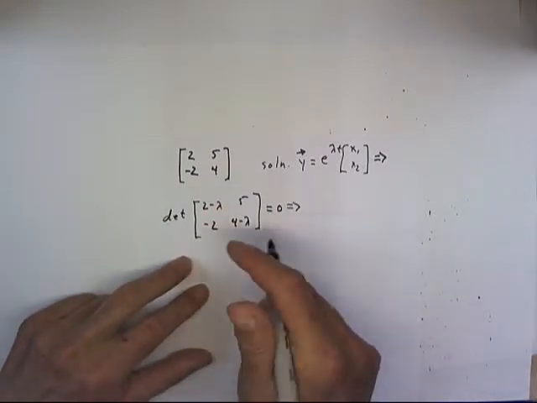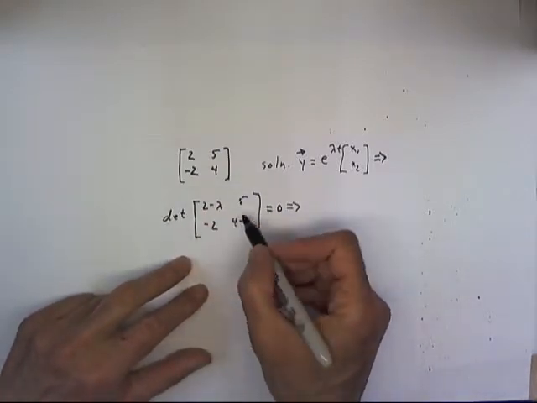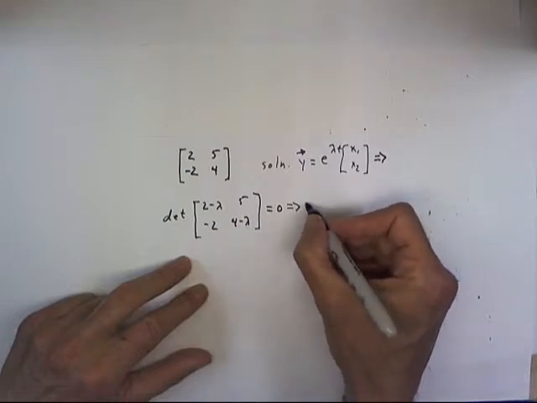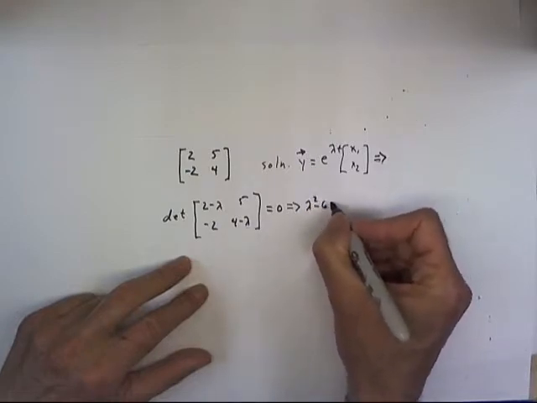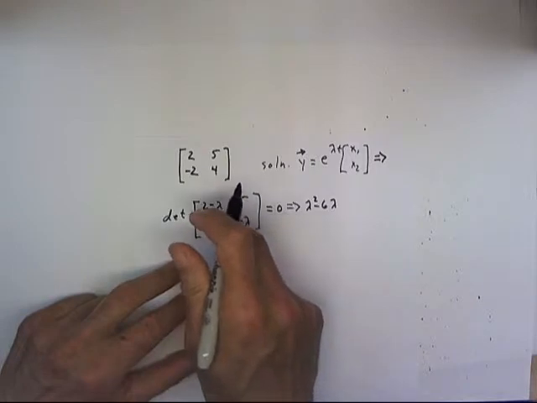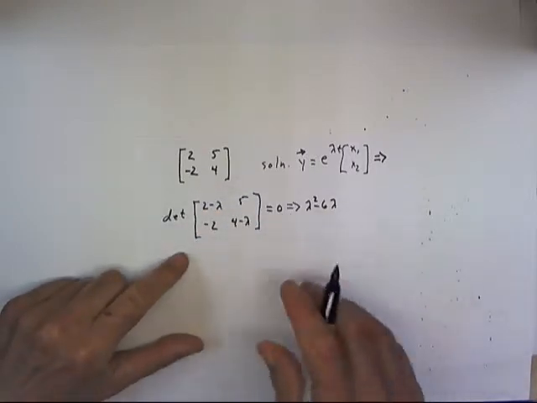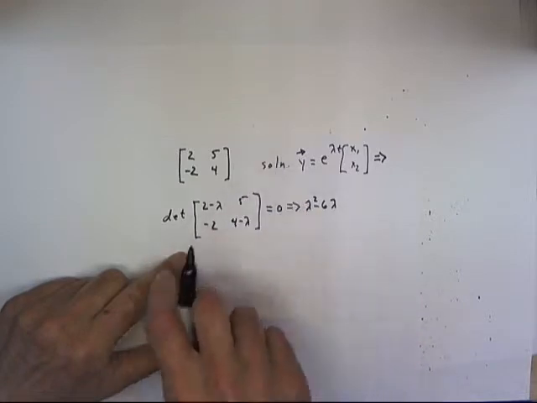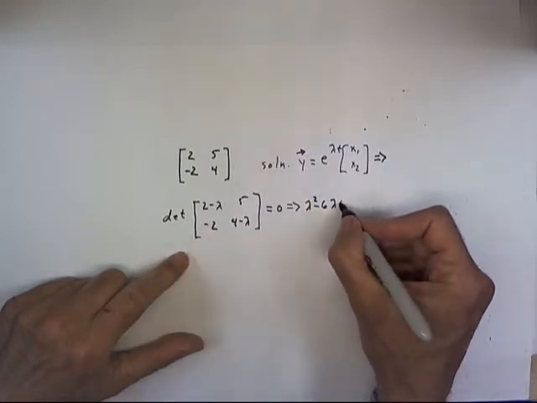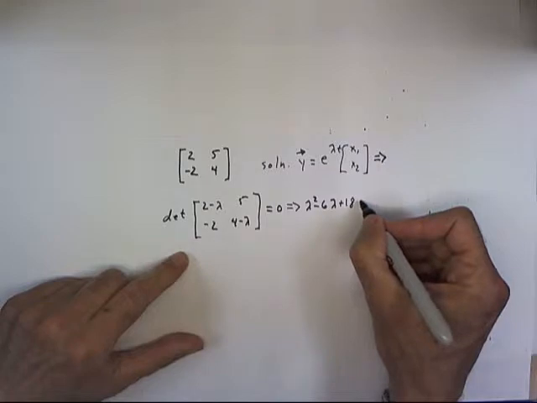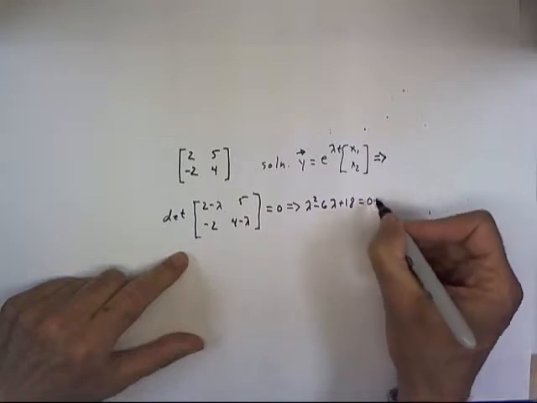The determinant of this matrix, 2 minus lambda times 4 minus lambda, is lambda squared minus 6 lambda plus 8, excuse me. And we get another 10 from this diagonal, giving us the equation lambda squared minus 6 lambda plus 18 equals 0.